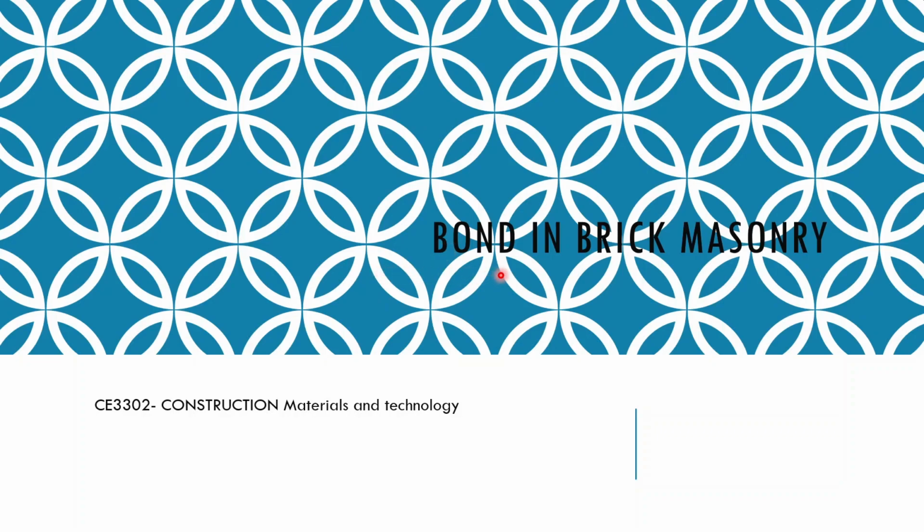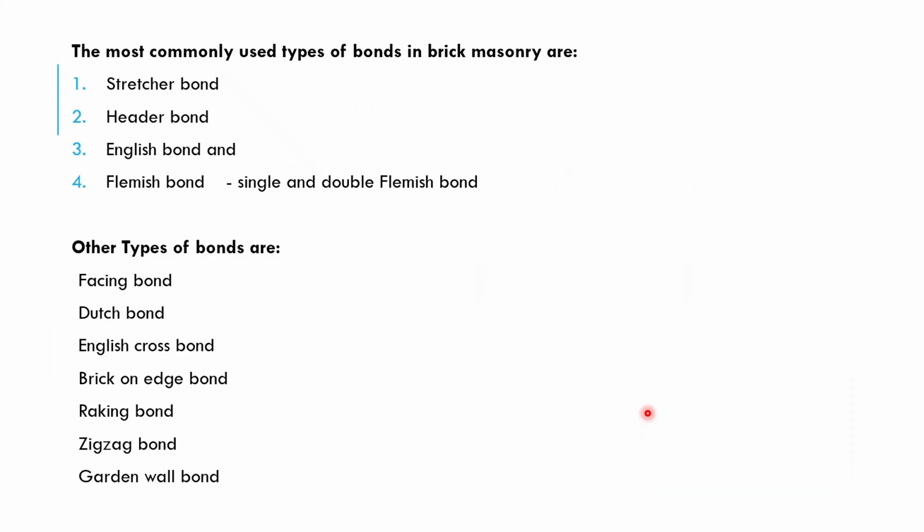Today we are going to see the topic on bond and brick masonry. It's a topic in the construction materials and technology subject. So what is bond and what is brick masonry? Usually we know that brick masonry is a structure which we construct only using bricks. While constructing, we have the following methods of construction, or bonds of construction.